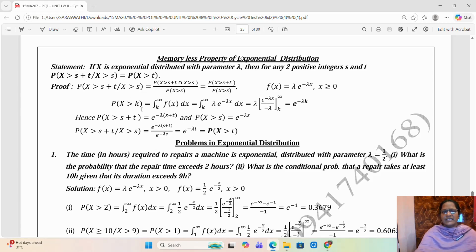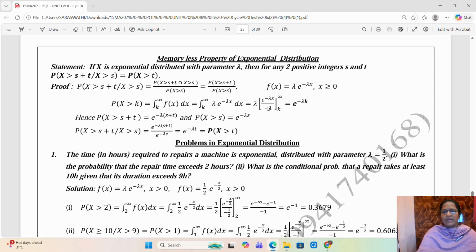X greater than k, in general, this is for the continuous random variable. For the continuous random variable, X greater than k means integration from k to infinity of f of x dx. We have f of x equal to lambda e to the power minus lambda x. Take lambda outside. The integral of e power minus lambda x dx is e power minus lambda x divided by minus lambda, with limits from k to infinity.